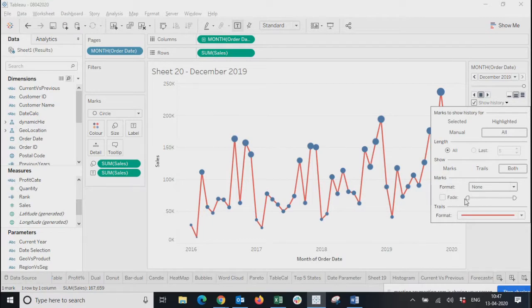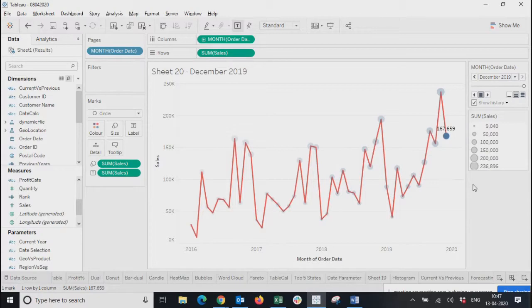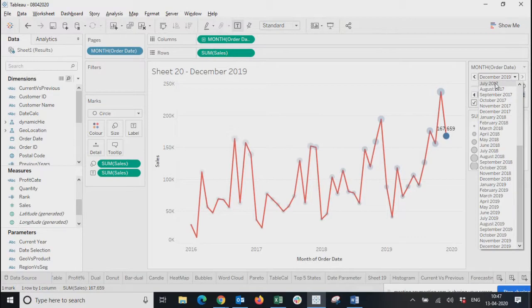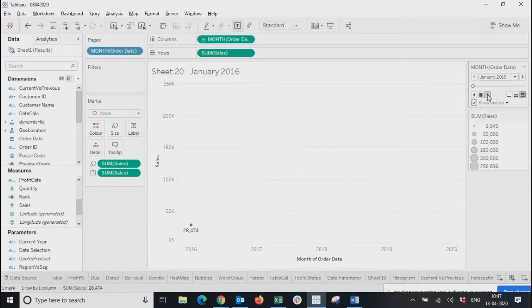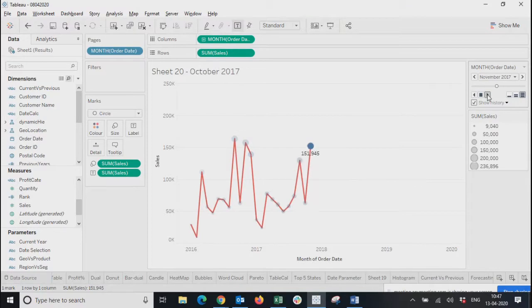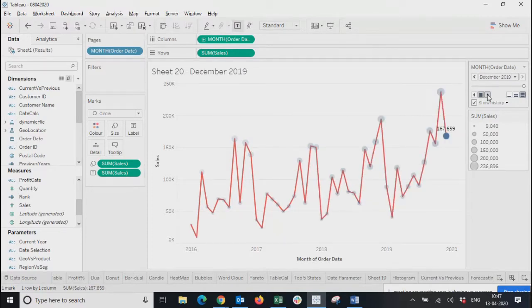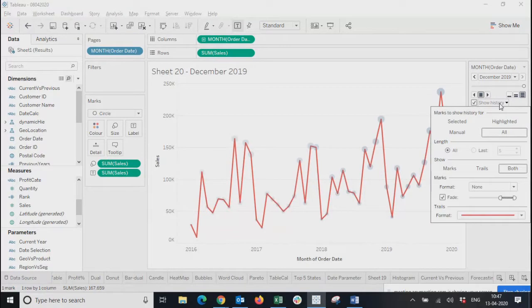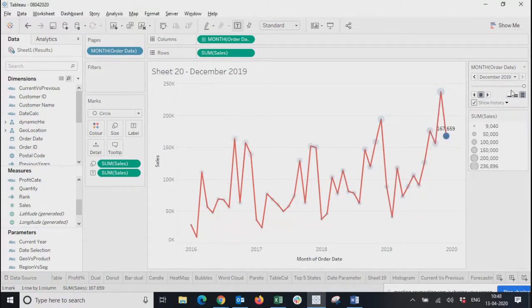Over here, if you say fade and keep with, you can see what is happening. It kept fading those circles as it goes. It will show only the last few circles of history. Over here, you can see they are completely gone. So it's up to you the way you want to set it up. But it's a very good chart to be shown in presentations.